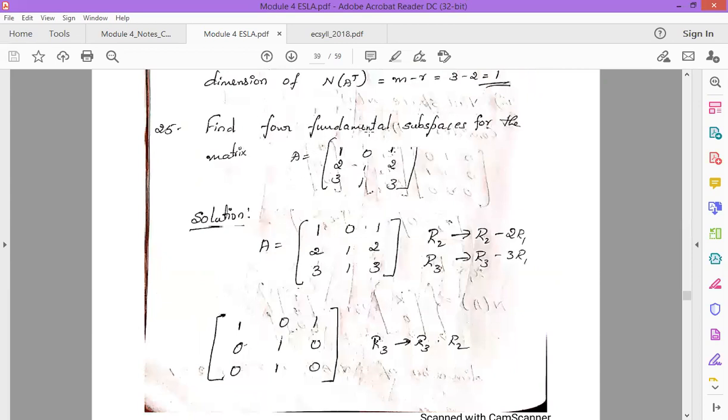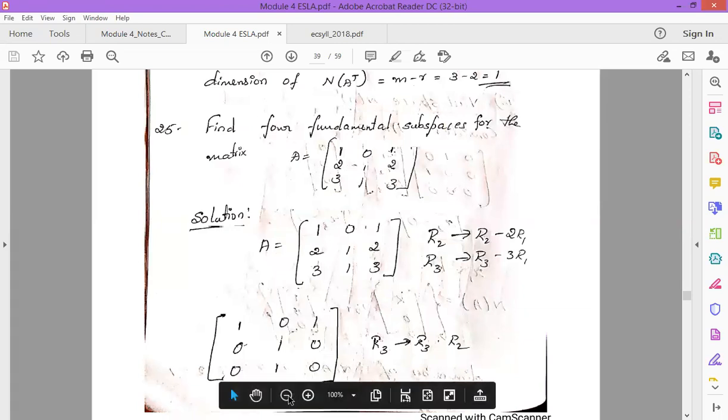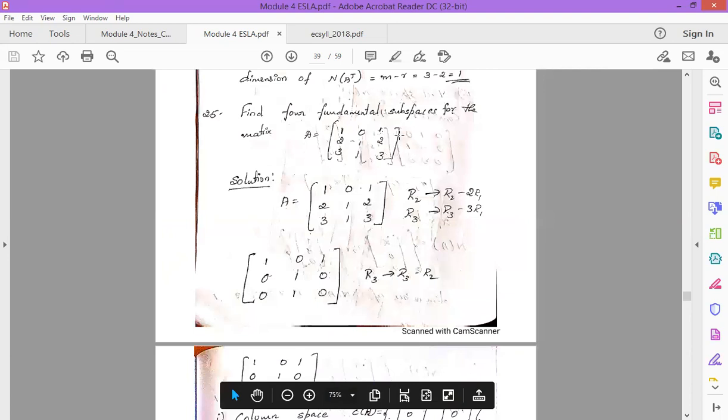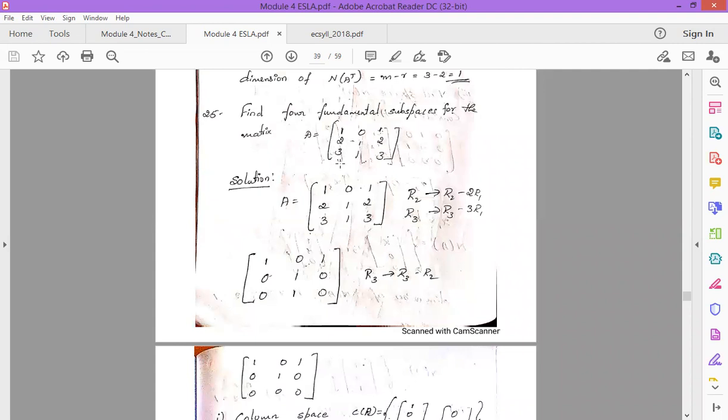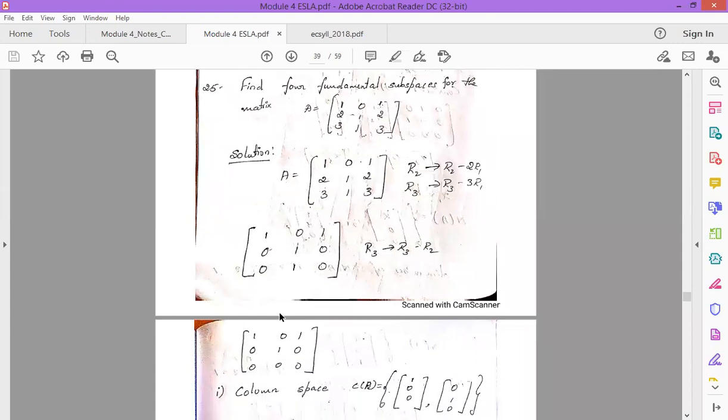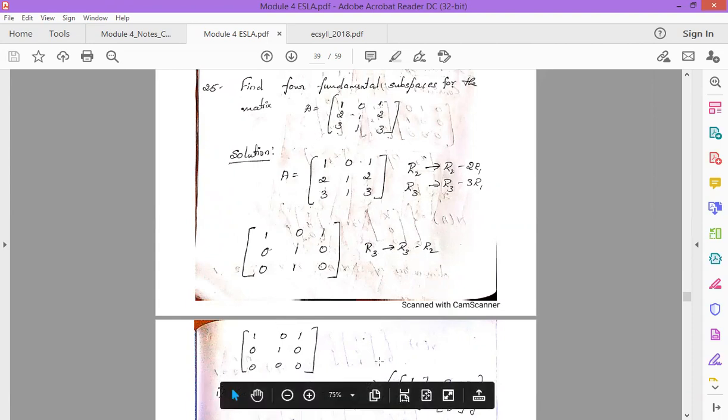Find the four fundamental subspaces for the matrix A, which is defined as 1 0 1 in the first row, 2 1 2 in the second row, and 3 1 3 in the third row. Given this matrix, we are asked to calculate the four fundamental subspaces, that is, the column space, row space, null space, and the null space of the transpose. We'll see how to calculate that.